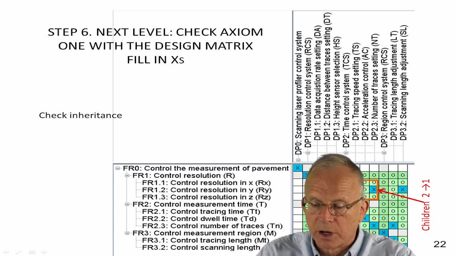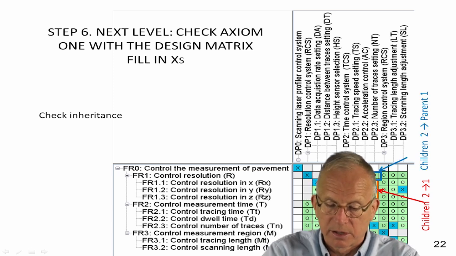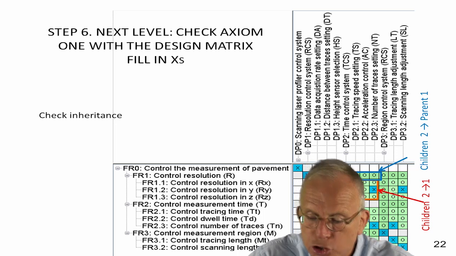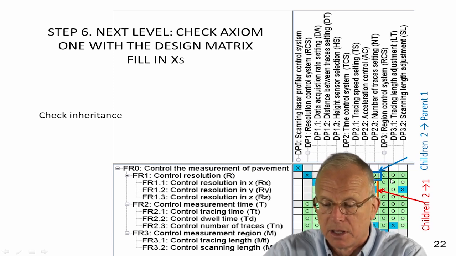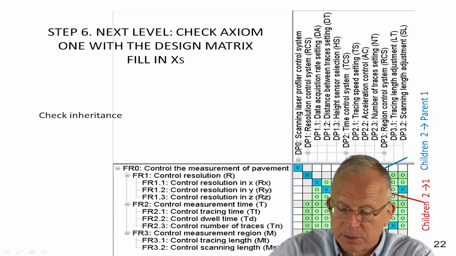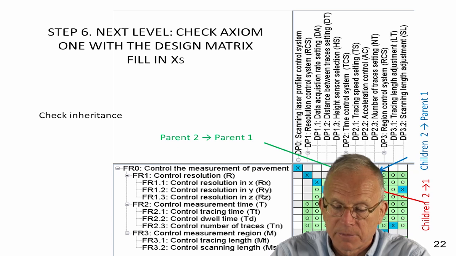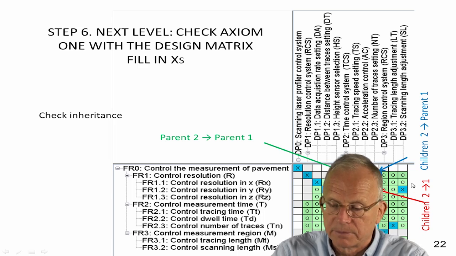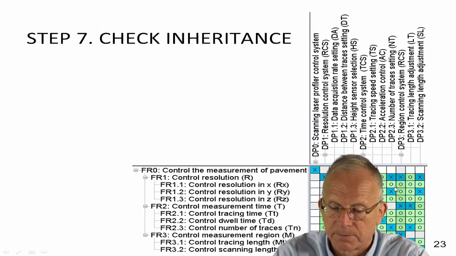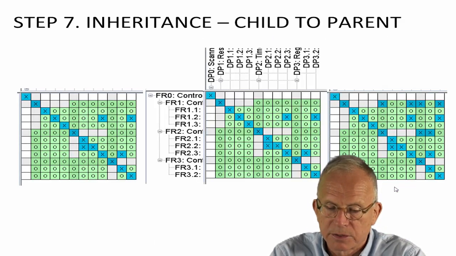So here's where the children are from DP2 to FR1. And we have one peg there. Here are the children of 2 up here with a parent of 1. So these are children, these are children parent. So this x needs to be promoted, and there's another x on the other side over here, which we'll get to in a moment.